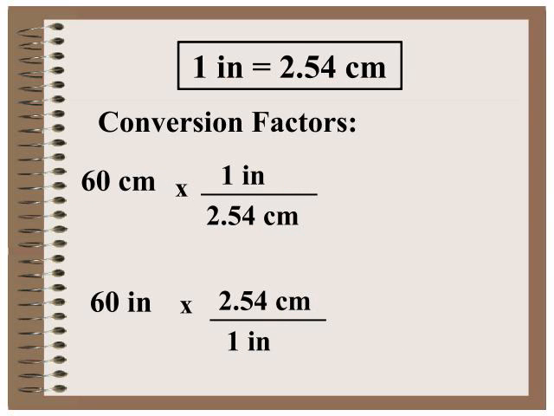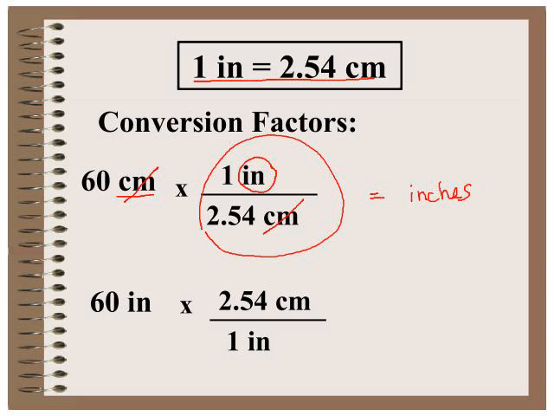So if we wanted to convert from centimeters to inches, we would take the given 60 centimeters and we would set up our conversion factor so that the unit we're not interested in, centimeters, cancels, and we end up with our answer in inches. The same conversion factor would be used if we were given inches to start with in the problem and asked to convert to centimeters, but this time we would flip the arrangement so that inches would cancel, leaving us with our final answer in centimeters.